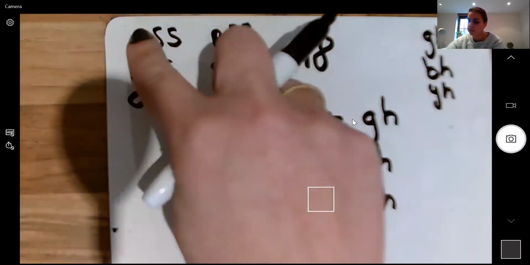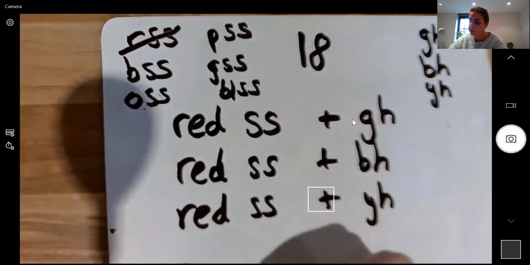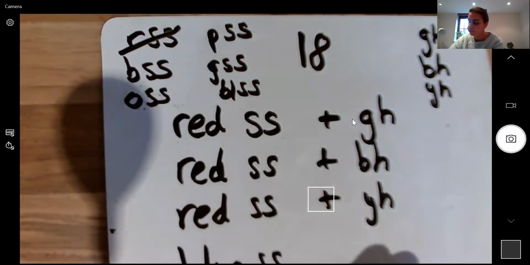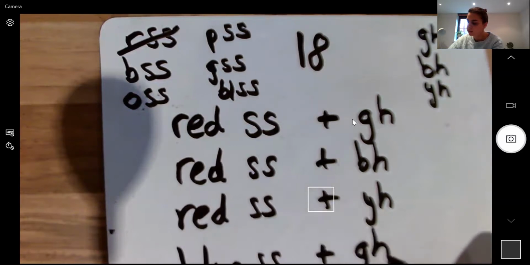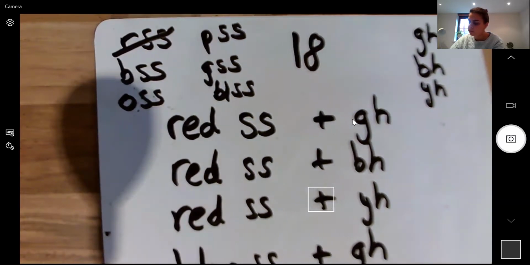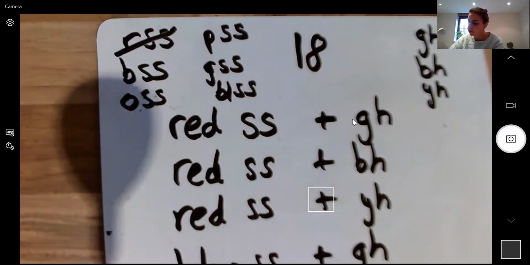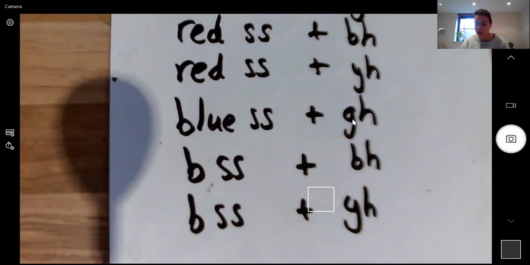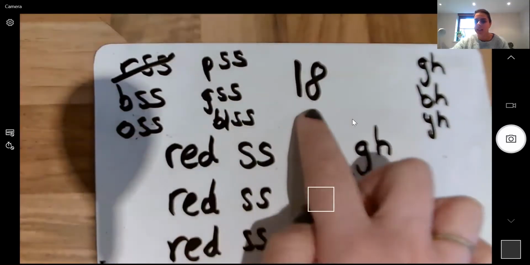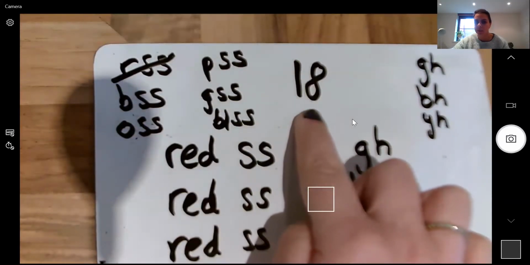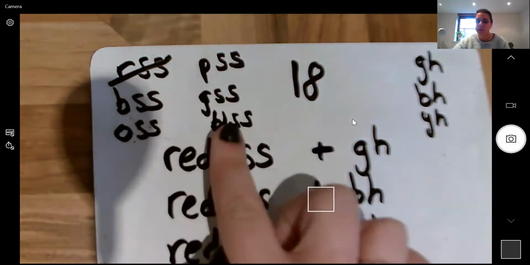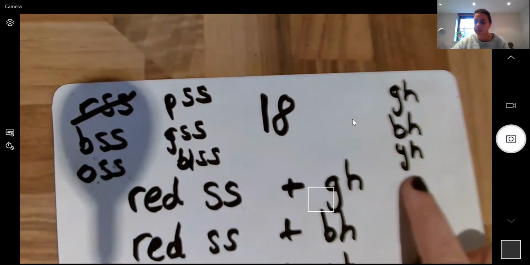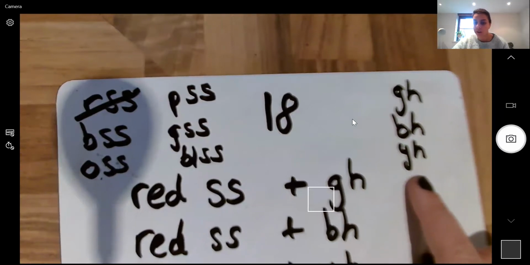You could then do that. So that's my red one's done. I can move on to my blue one. Blue spacesuit and green helmet, blue spacesuit and blue helmet, blue spacesuit and yellow helmet. Sorry, I hadn't moved the whiteboard up. And you can carry on doing that all the way down. But you have to get 18. You have to have 18 options. Now, if you only choose to have 2 different spacesuits and 2 different helmets, you're not going to get 18. You're only going to get 4 options.